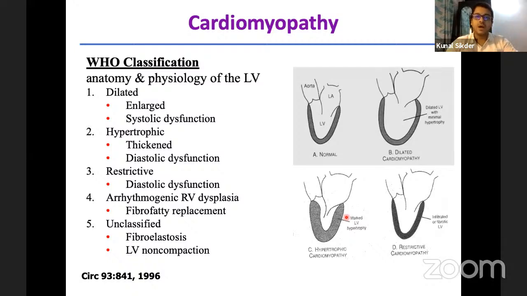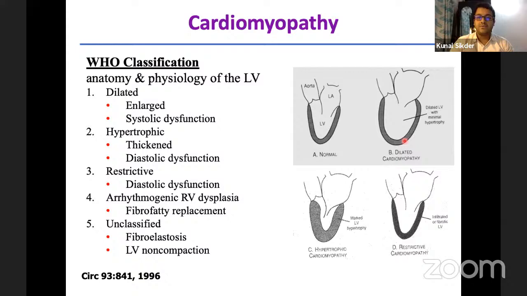We generally work with cardiomyopathy. There are several kinds of heart disease, but what is cardiomyopathy? This is one of the most common kinds of heart disease. According to the WHO classification, there are several kinds of cardiomyopathy. There is dilated cardiomyopathy, this is on the left, picture A. This is a normal heart. You can see all the chambers, including the ventricle and auricle, all look normal.